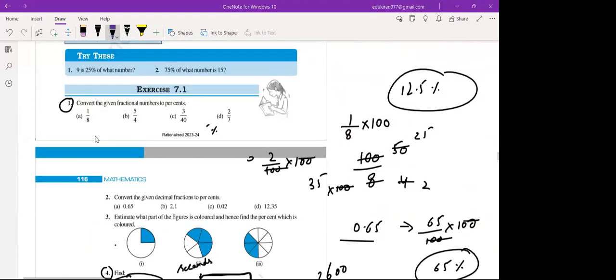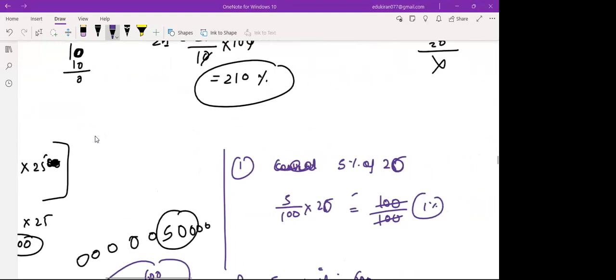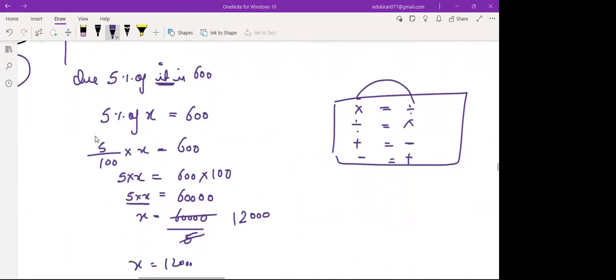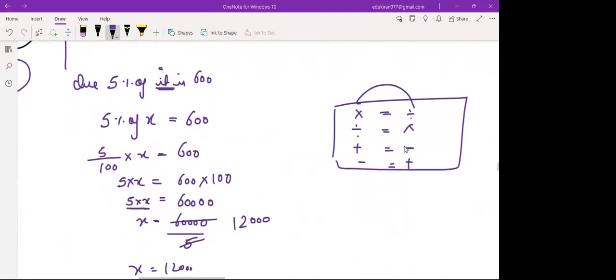And you can write the exercise. It is 7.1. Okay. And if you want to draw this table as well, you can. Ma'am, what is the exercise number? 7.1 it is. It's according to the new edition, I think. 7.1.